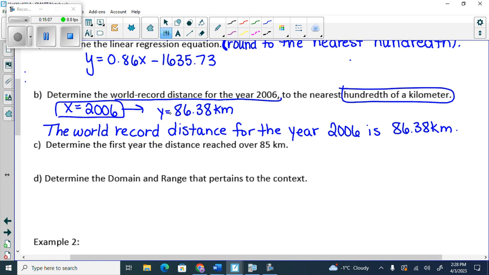Okay, paying attention. Determine the first year the distance reached over 85 kilometers.